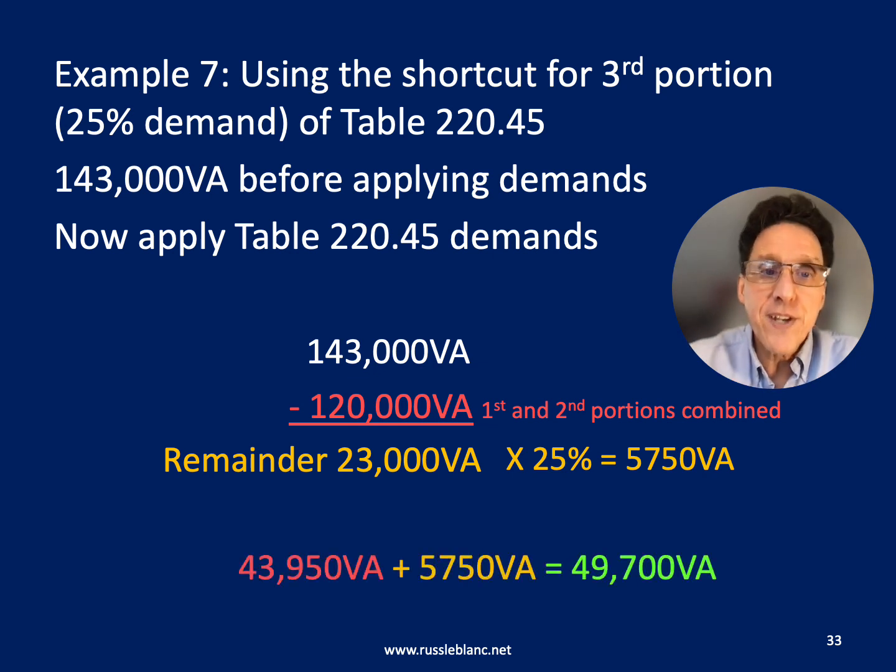Add those two portions together. First portion and the second portion combined, 43,950, that magic number, 43,950. Add that to the third portion, 5,750, and you get a total of 49,700 volt amps. I love it, right? Hopefully that shortcut makes your life a little bit easier, and hopefully it saves you a little time on the exam.